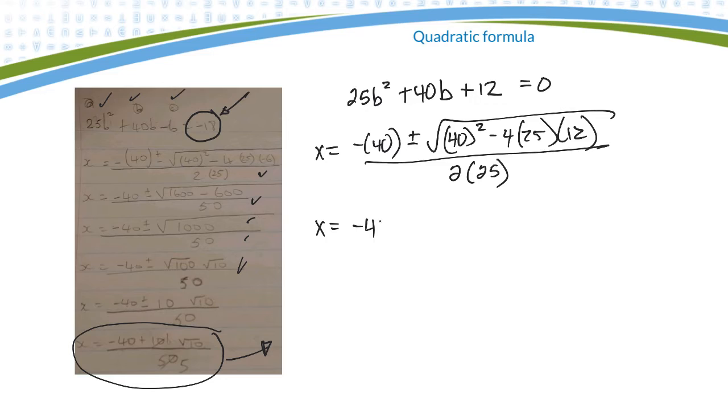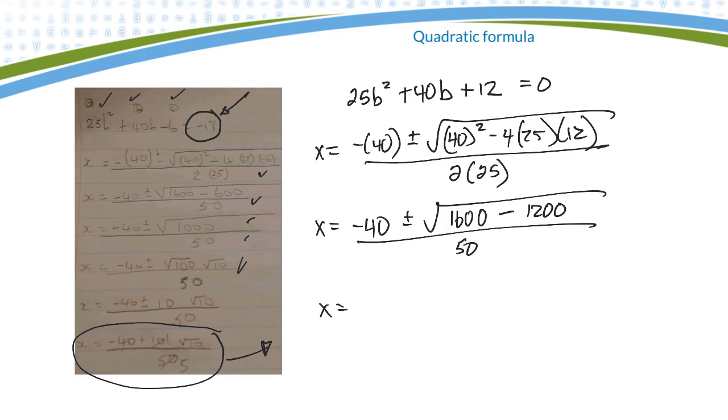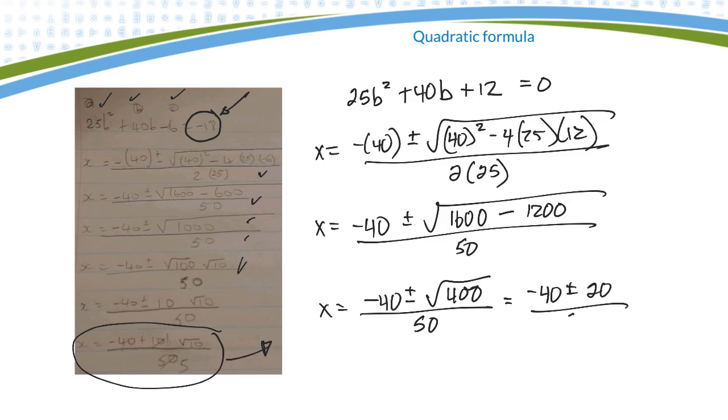Okay, so simplifying, I got minus 40 plus or minus, that'll be 1600 minus 1200 all over 50. So x equals minus 40 plus or minus, that'll be the square root of 400, I think, all over 50. And then square root of 400, I think, is 20. So it'll be minus 40 plus or minus 20 over 50.